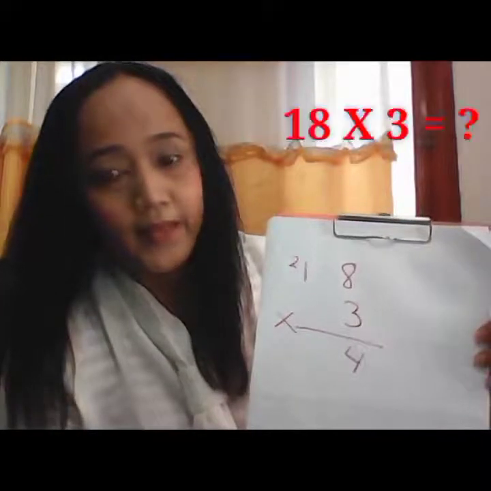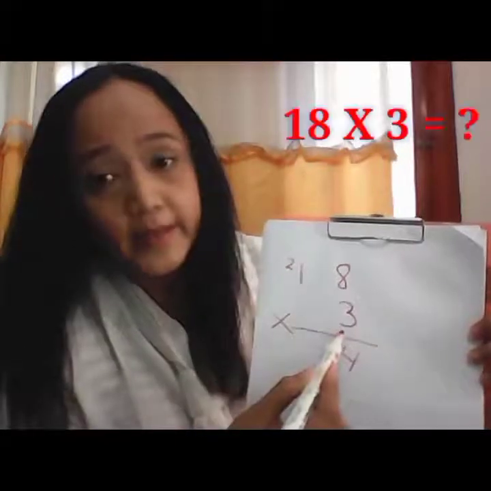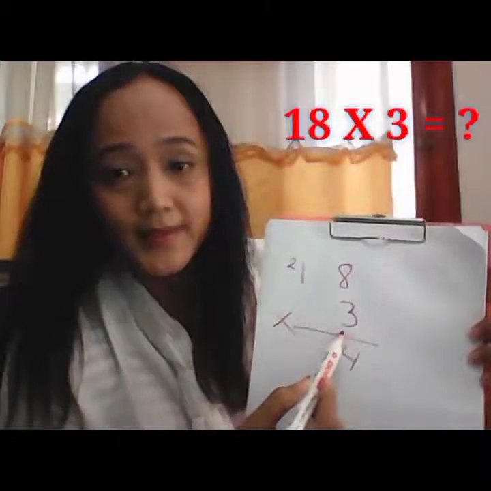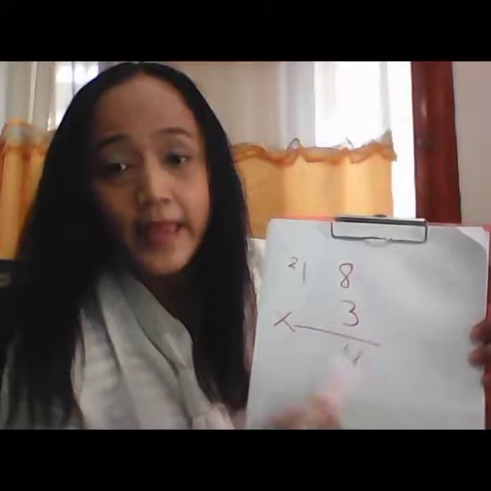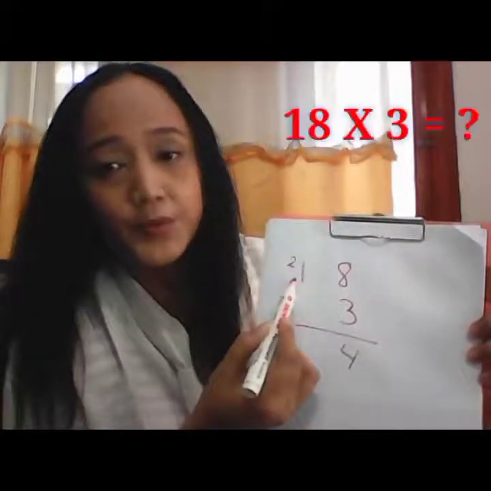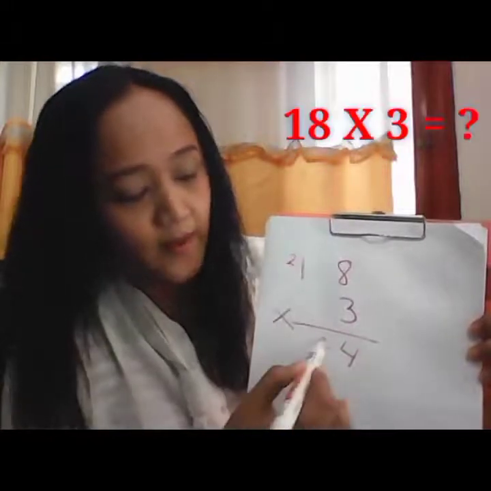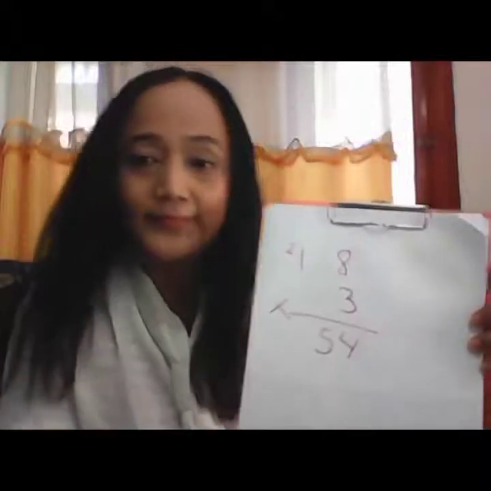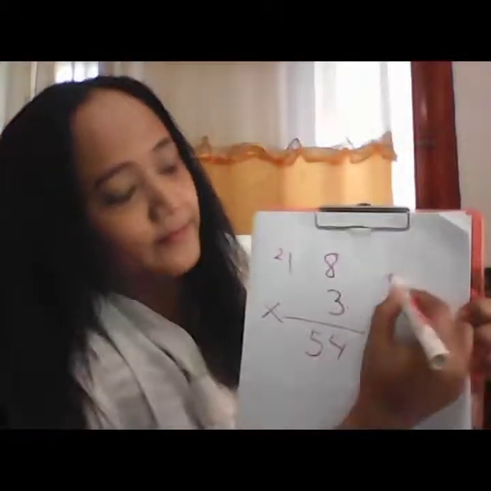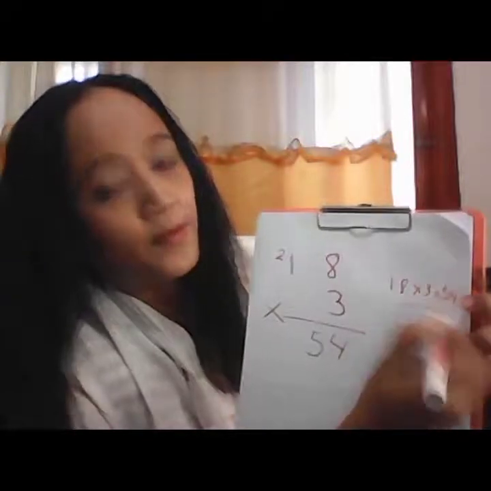Next, multiply the tens by 3. 1 ten times 3 equals 3 tens. Add with the regrouped tens, plus 2. So 3 tens plus 2 tens equals 5 tens. So 18 times 3 equals 54.